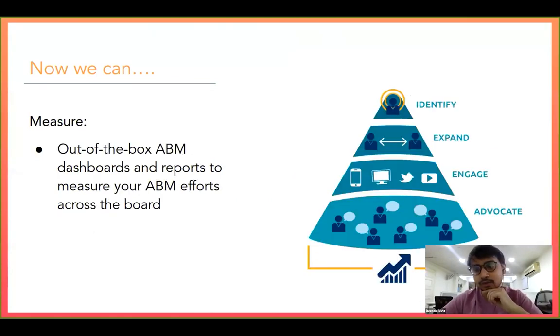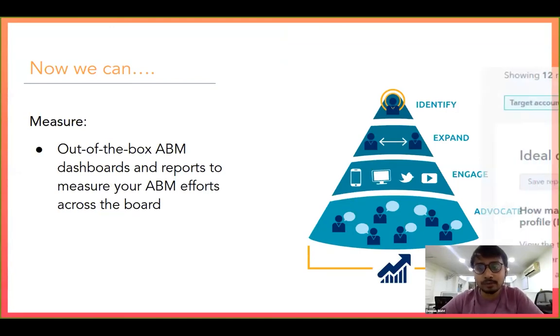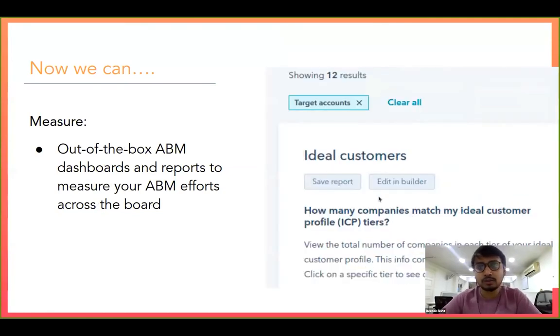Moving on to the measure part. There are now out-of-the-box ABM dashboards and reports being provided. If you go to the report library and select target accounts, as you can see on the screenshot, you can already see 12 pre-made reports for you, which can help you see your number of ideal customers and page views by your target accounts. So a lot of the reporting you require is out of the box, done now with the launch of these new features.